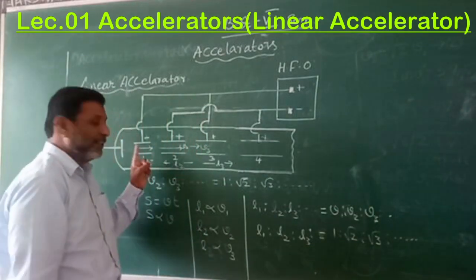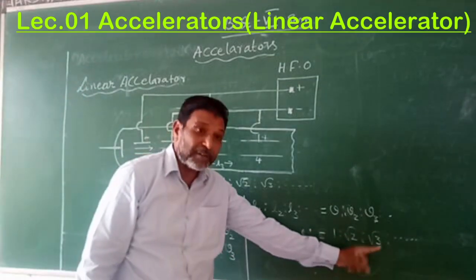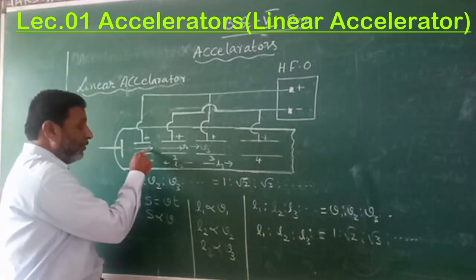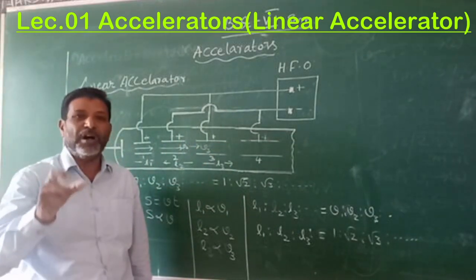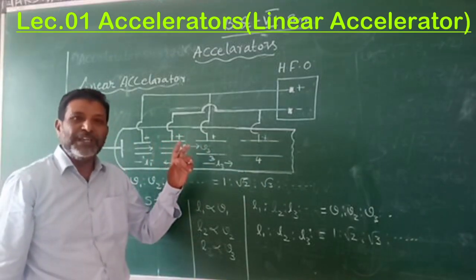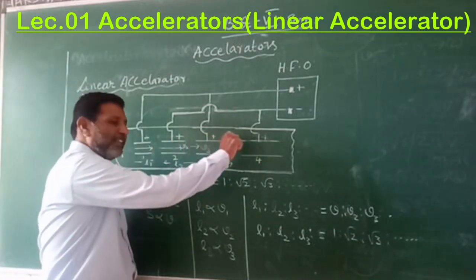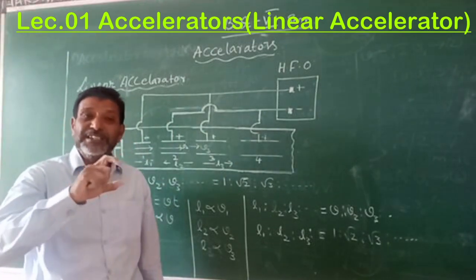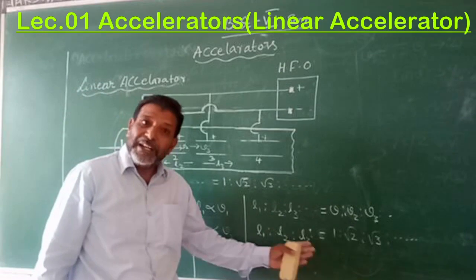Now, when you arrange the lengths of the first tube, second tube, third tube, etc., in this order, then the time taken by the electron to travel in all these lengths will remain the same, equal to half of the period of AC. Then at regular intervals of half the period of AC, the polarities will be reversed. The particle is gradually attracted, its velocity increases, hence its energy also gradually increases. Now for your understanding, let us take an example.